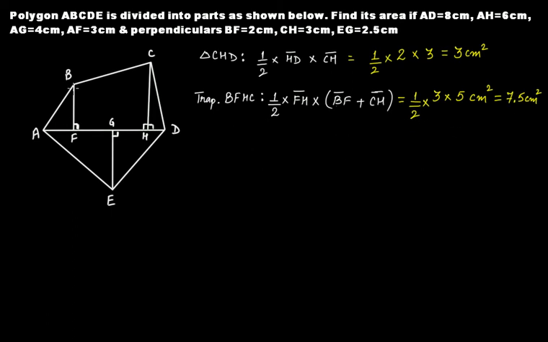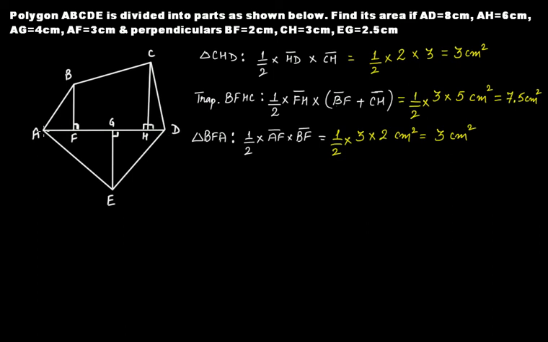Now, the area of this triangle BFA will be half. What will be the base? AF. What will be the height? BF. We know the value of AF because it is given here, that is 3 centimeter. So half multiplied by AF, 3 centimeter, multiplied by BF, 2 centimeter. If you solve it, you get 3 centimeter squared.